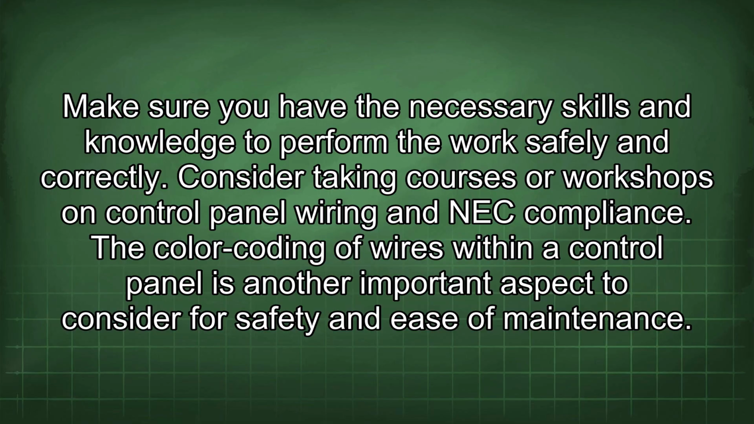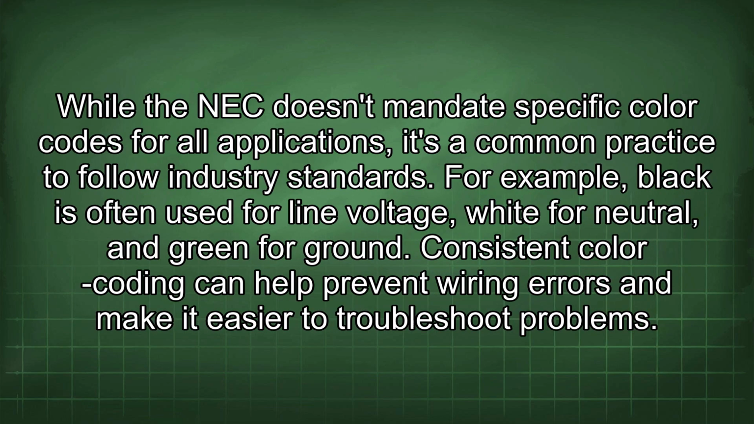The color coding of wires within a control panel is another important aspect to consider for safety and ease of maintenance. While the NEC doesn't mandate specific color codes for all applications, it's a common practice to follow industry standards. For example, black is often used for line voltage, white for neutral, and green for ground. Consistent color coding can help prevent wiring errors and make it easier to troubleshoot problems.